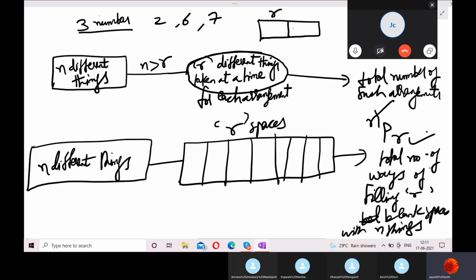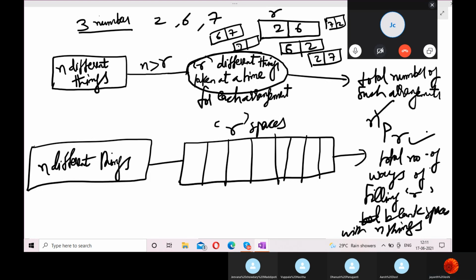So how many arrangements can you make? 2, 6. 6, 2. 2, 7. 7, 2. 6, 7. 7, 6. Can you make any other arrangement out of this? No, sir. So how many arrangements did you make? 6. So that's the same thing you are doing now: n different things in r different spaces, correct?